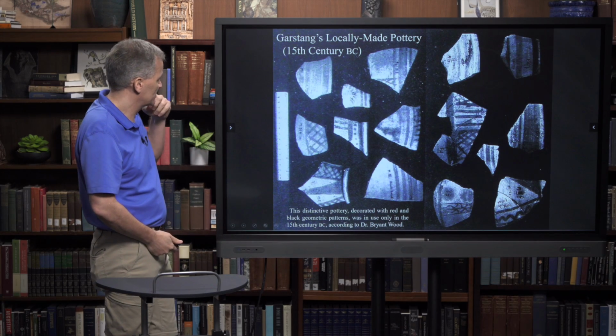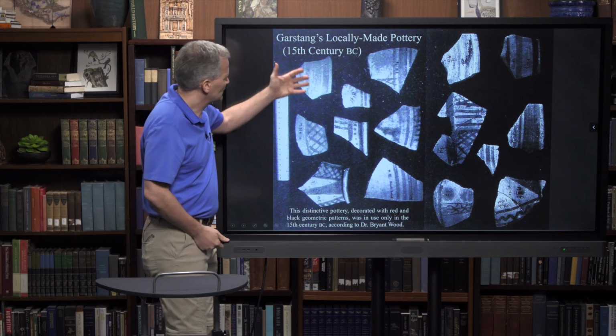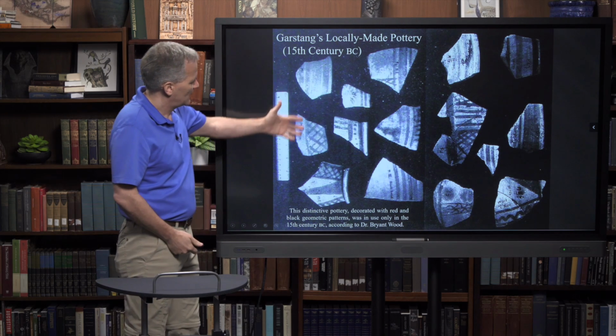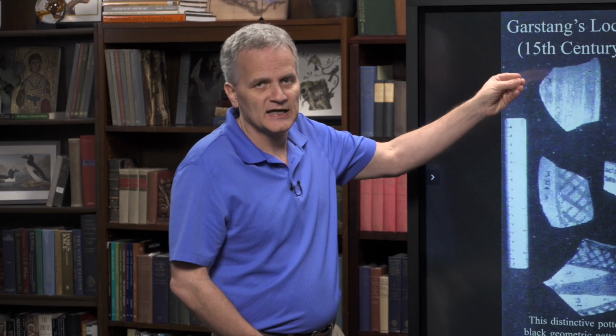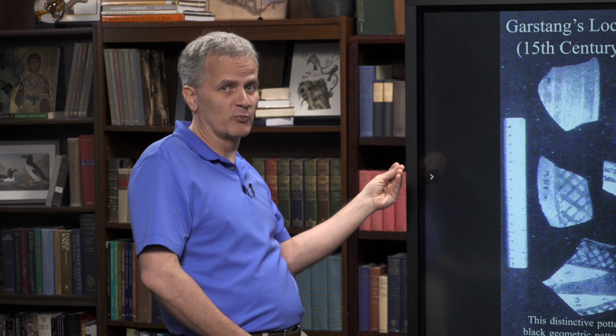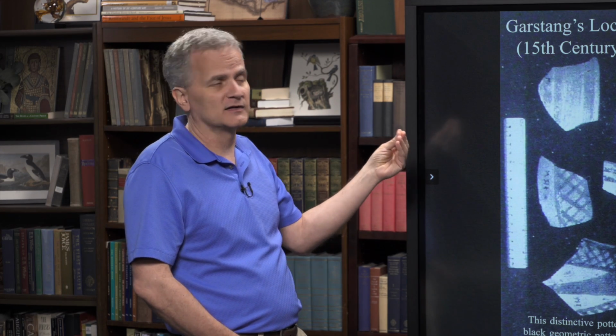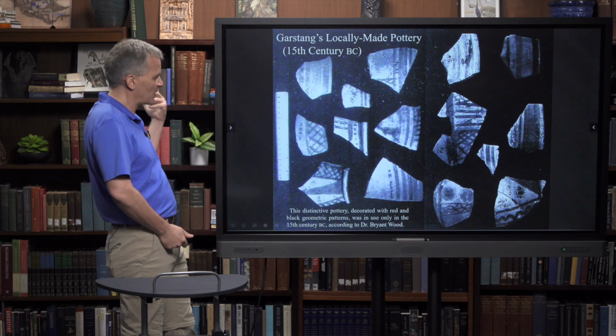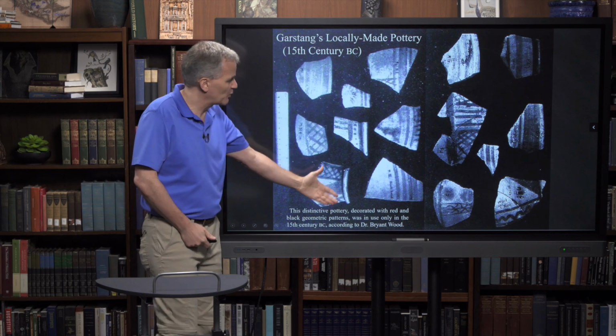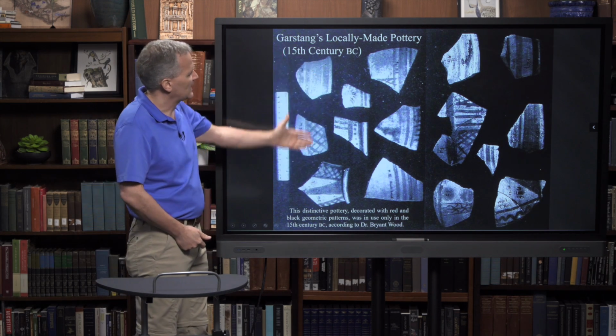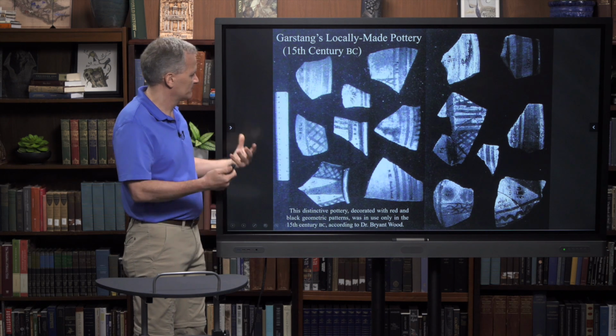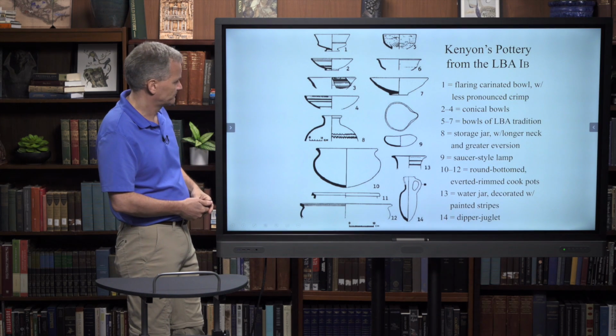And finally, we'll look at some of the material cultural remains, such as the pottery that Bryant Wood has argued is pottery indicative of the Late Bronze Age 1 and not an earlier period such as the Middle Bronze Age that Kenyon was suggesting. Certainly there was pottery from the Middle Bronze Age, but a large portion like this, local ware, not foreign but local ware, is from Late Bronze Age 1.